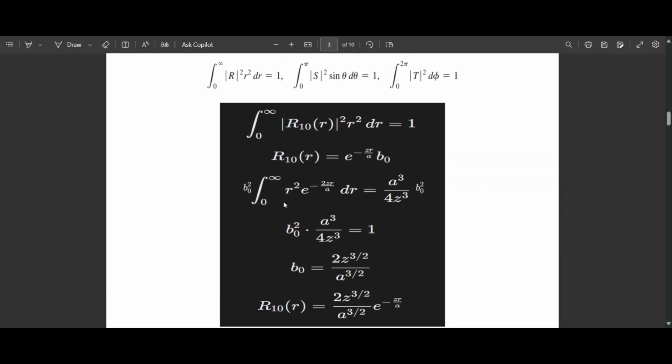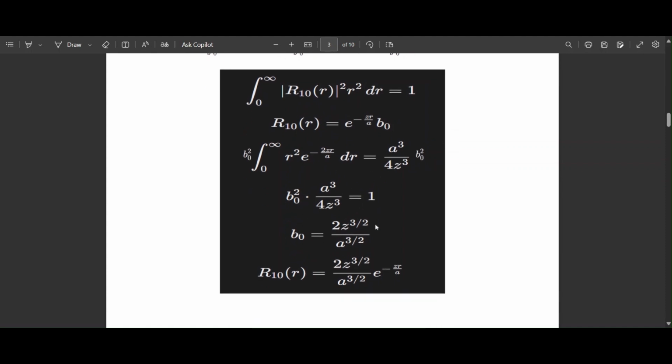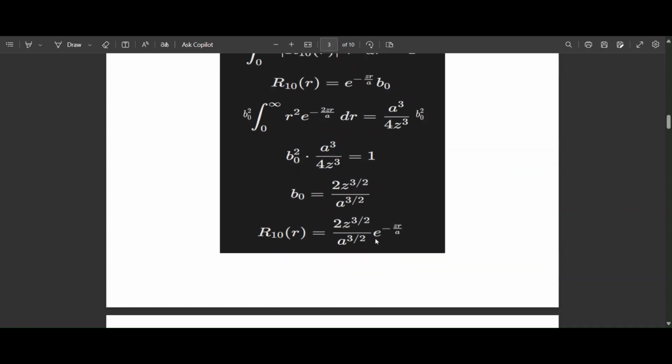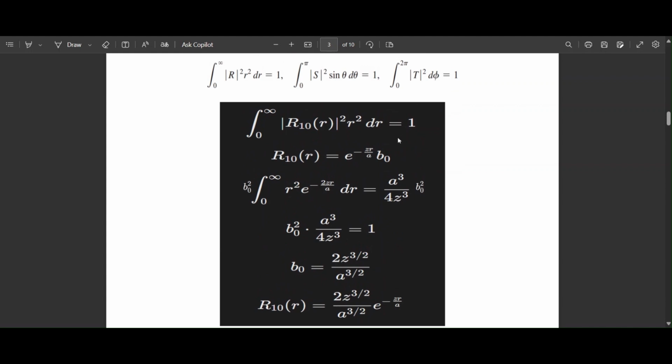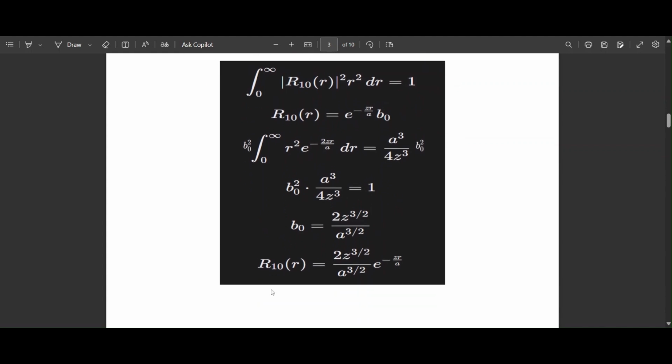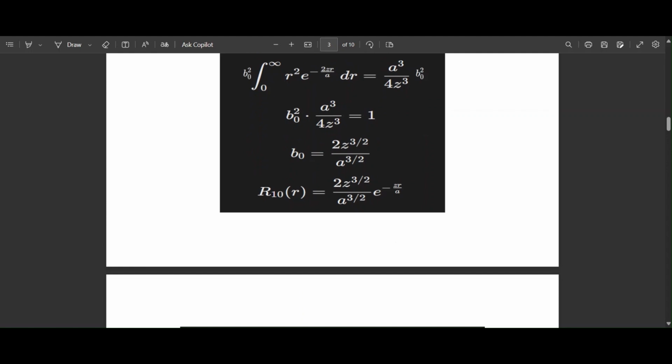But what happened is that we have normalized this thing. Now the normalization के बाद ये 1 के equal होना चाहिए था. So we can calculate this constant now. So b naught is equal to (2z)^(3/2) upon a^(3/2), a का part 3 by 2. So we got the b naught and we can substitute this b naught here, and thus we got the radial part. R10 is equal to your b naught का value and e की power minus zr upon a. So you got the radial part, right?